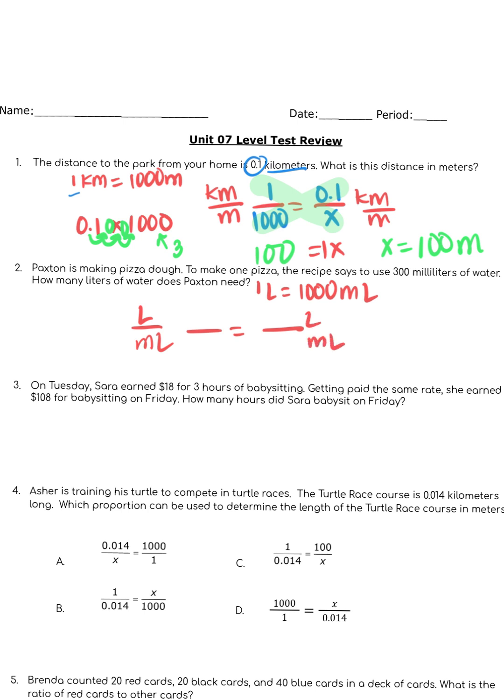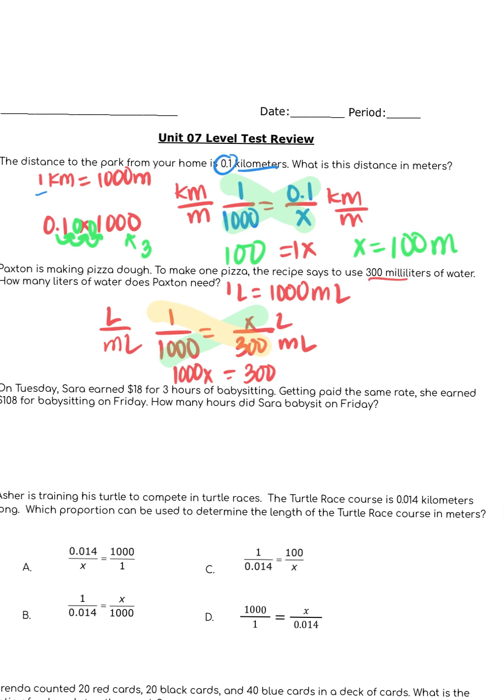And so again, 1 liter is 1,000 milliliters. I got that directly from that chart. Now my other one, I know I have 300 milliliters, so that's going to go there, and my x goes there. And a lot of times just setting up, doing cross products helps you if you're not sure if you're going to multiply or divide. The cross products will help you figure that out. So if I do that, I'm going to get 1,000x equals 300, which gives me an equation that I can solve.